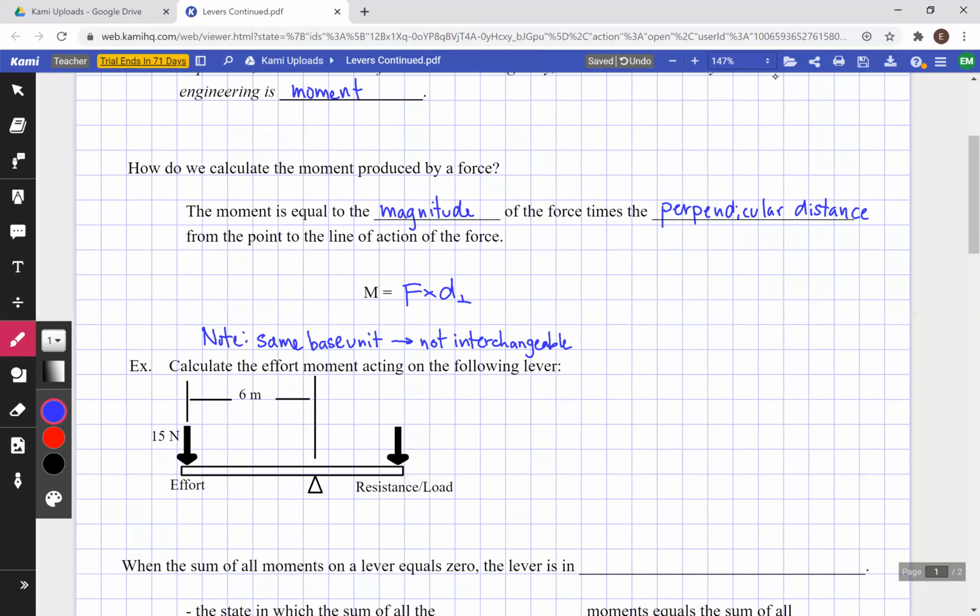And this is the perpendicular distance. So what does that mean? Perpendicular distance from the point to the line of action of the force. So let's look at just a simple lever. We've got our fulcrum in the middle. And anytime we do a moment calculation in this class, we're going to use the fulcrum as our point of interest. That's where we're going to be taking the moment from. So we want to see how far away our forces are from the fulcrum. Let's say that this is our load and this is our effort.